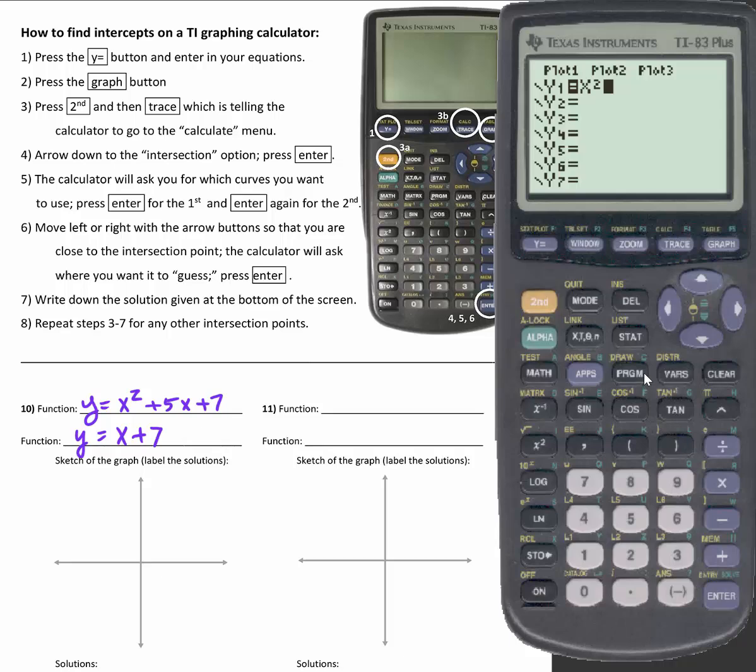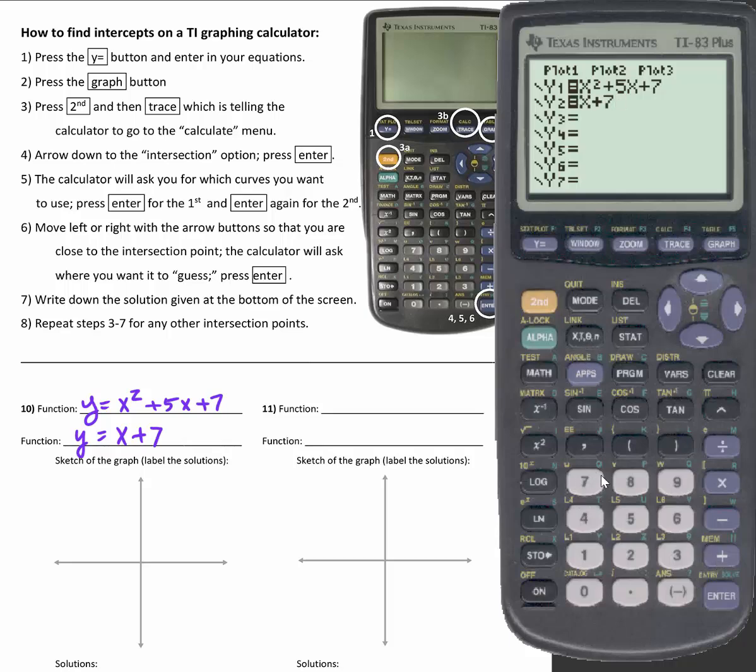My x got written over. Sometimes your calculator will do that. So x squared, and then we'll have plus 5x, and then plus 7. Okay, and you can press enter, or you can press the down arrow. That's going to bump us into the next location where we can do x, and then plus 7.